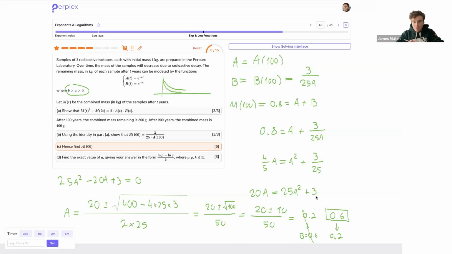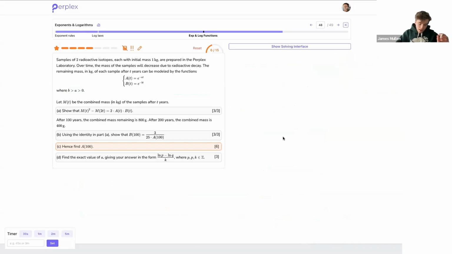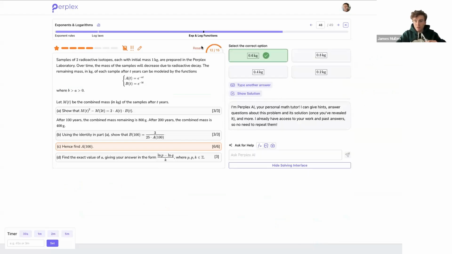I've got a question here, so I'm going to answer it. Where did you get 20A from? Okay, let's go back and see. I had 4 over 5A, and I multiplied both sides by 25. Okay, and 25 is 5 times 5. So one of those 5s cancels with the denominator of 5, and I get 4A times 5, and that is 20A. That definitely is the hardest part of the question, but we found A is 0.6. Let's check that off. 0.6 kilograms.